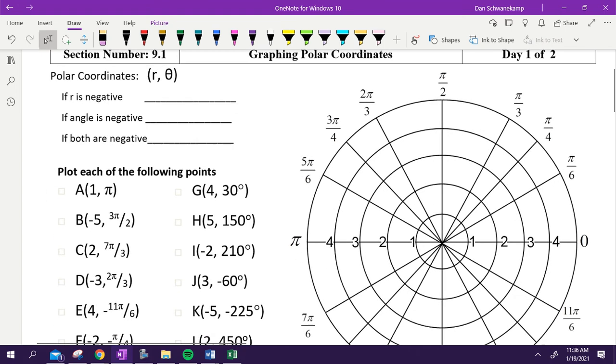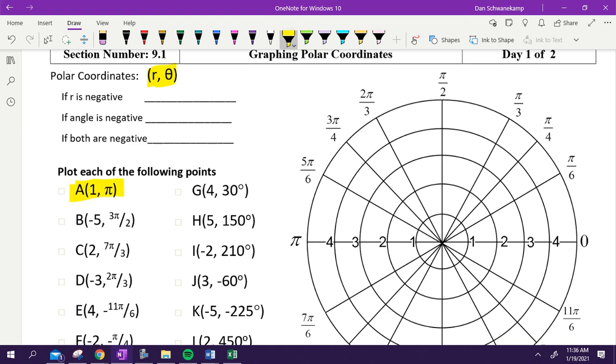Again, we're working with angles and distances. So before, we've always graphed stuff with X, comma, Y. Today, we're going to graph stuff with R, comma, theta. R is going to be your radius. Theta is going to be your angle. Okay, we're going to do a couple. We'll fill this in as we go. Let's start with the first one.